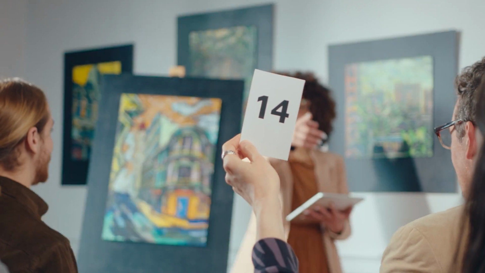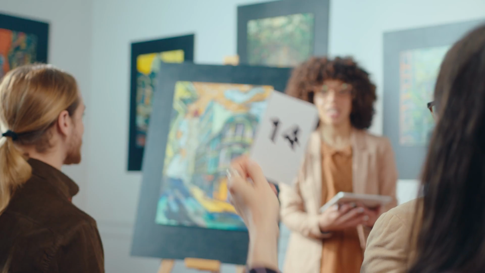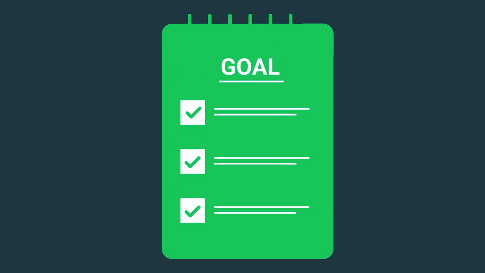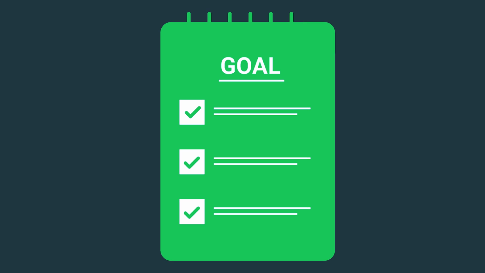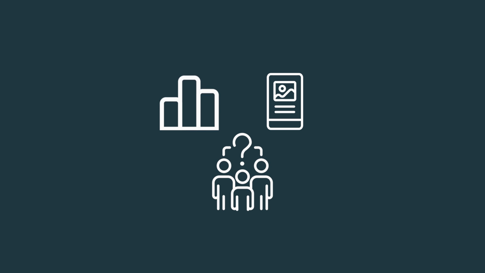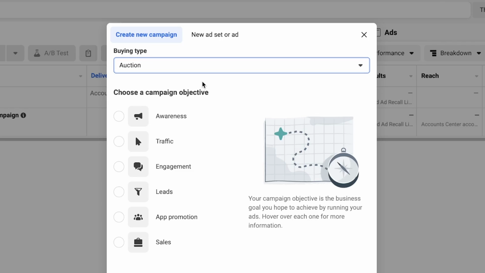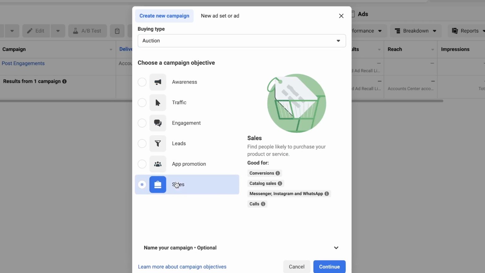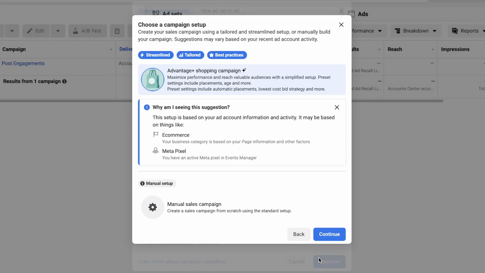Auctions let ads compete based on bids and a buyer's engagement. It prioritizes ads related to their interests, even if a bidder pays less. For users without clear preferences, a higher bidder's ad will be shown instead. The auction type adapts ad pricing based on bids without exceeding the cap you set for your bid. And it also lets you choose objectives for your ad, like awareness, traffic, leads, promotion, or sales. For our purposes, let's go ahead and click Sales and select Manual Setup to see all of our options.